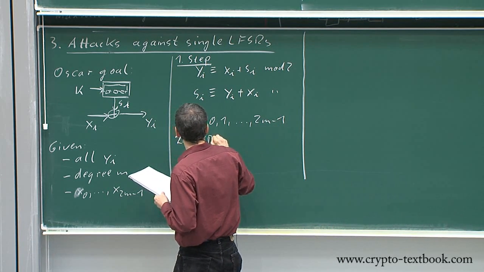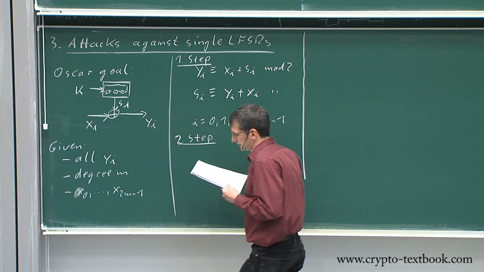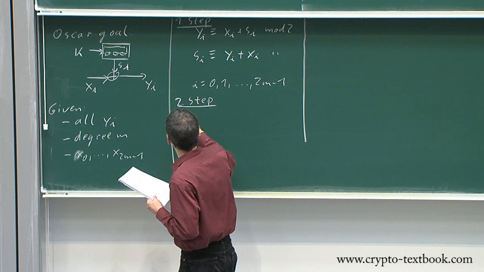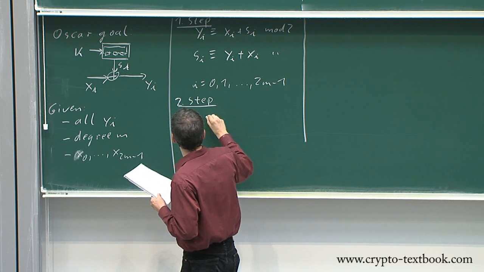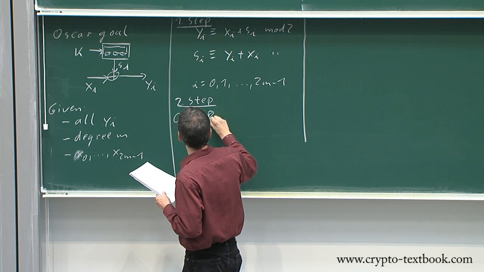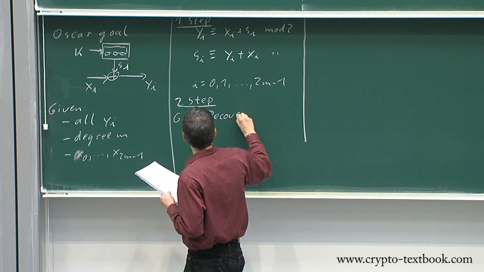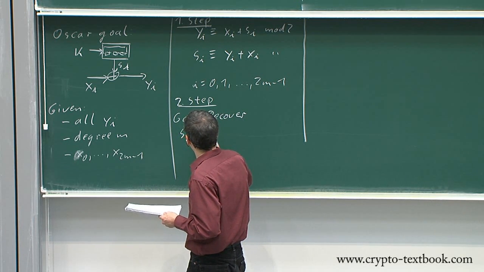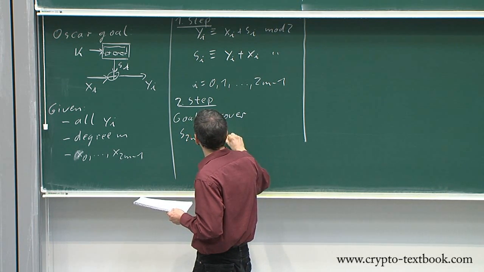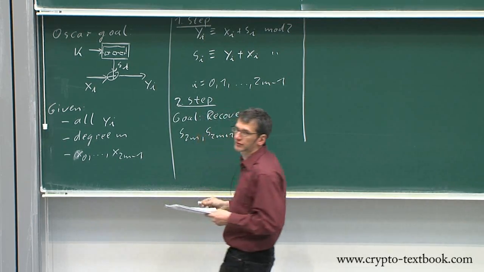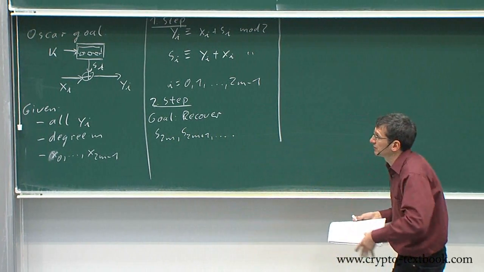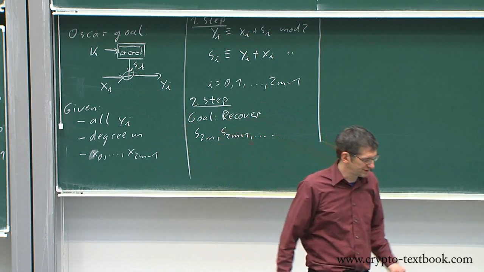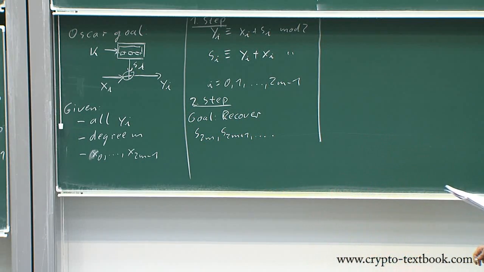The second step is now this goal: recover s2m, s2m+1, and so forth. You would like to know all subsequent bits that come out of your stream cipher generator.